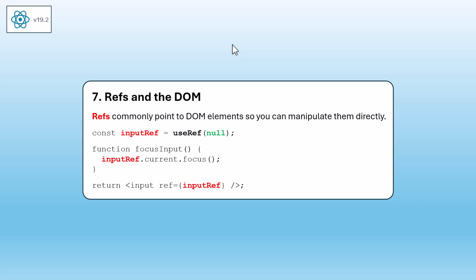7. Refs and the DOM. One common use case for refs is when you want to get a direct handle on a DOM element. For example, to focus an input field programmatically, or measure its size, or scroll into view. You can attach a ref to that element. Then React will populate the ref's current property with the actual DOM node once it's mounted, and you can use that to call imperative methods on it. And when the element is removed, React clears it. That allows you to interface with browser-level APIs in a controlled way while remaining inside the React world.